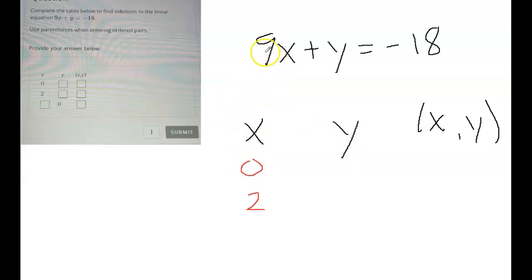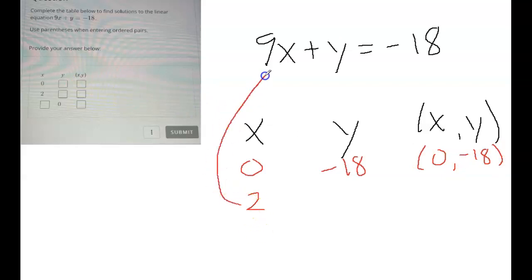So if you plug a 0 in there, 9 times 0 is 0. You're going to have 0 plus y equals negative 18. So that's just saying y equals negative 18. So you get negative 18. Your entire point, enter it as a point. Put your parentheses, your comma in between. So open your parentheses, your x coordinate, comma, and then your y coordinate, close your parentheses. That's what it wants for the end of that row.